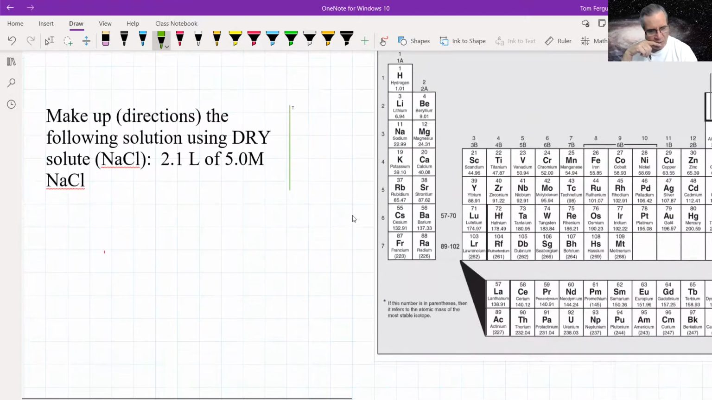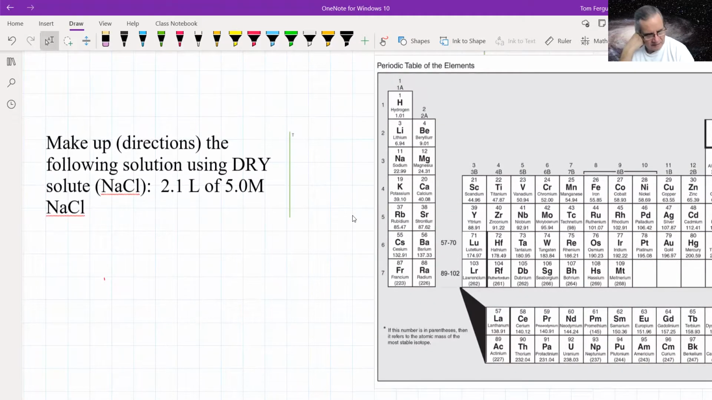Now, the quantitative aspect of this is I'm going to be asking you how to make up solutions. There are two ways to make a solution up: from a concentrated liquid, we're going to dilute it, or from dry ingredients. So we're going to go over the dry ingredients first. In other words, we're going to take a dry ingredient, like in this case, sodium chloride, and we're going to put it in water. And I want to end up with 2.1 liters of 5 molar sodium chloride solution. How do I make that?